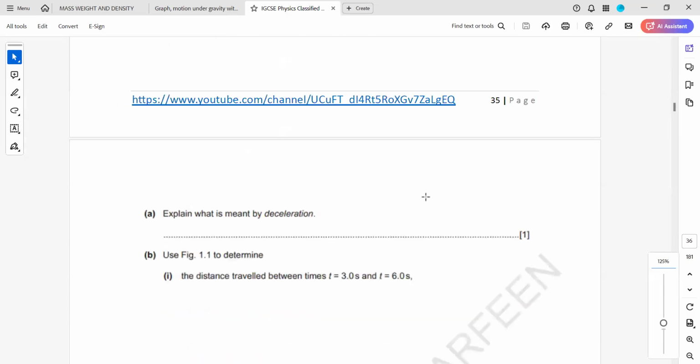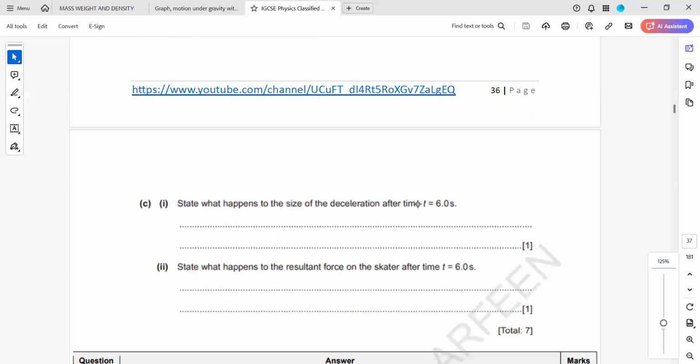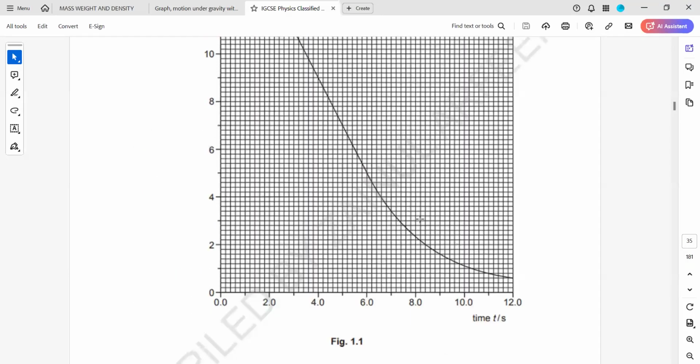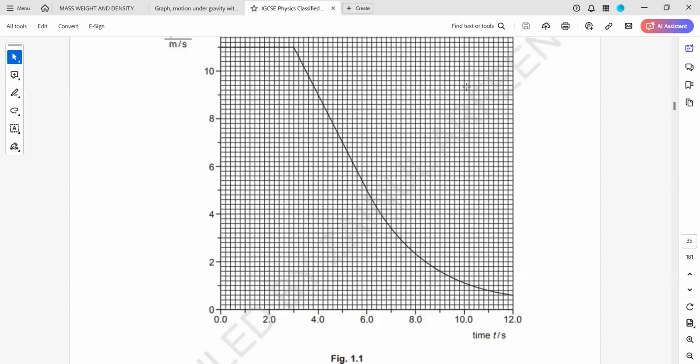The question is, what happened to the size of the deceleration after 6 seconds? Is it increasing or decreasing? It starts decreasing. In this part, the deceleration refers to the slope. This part was steeper, constant deceleration.